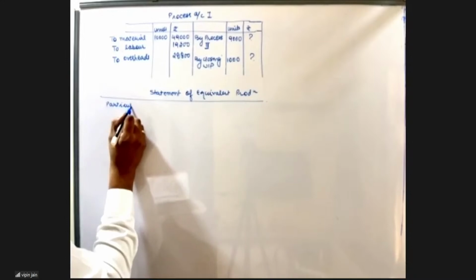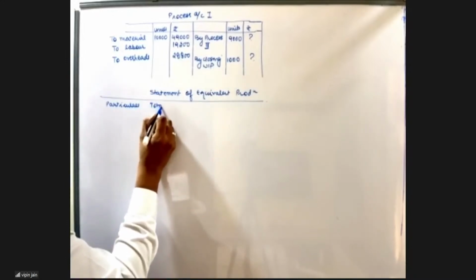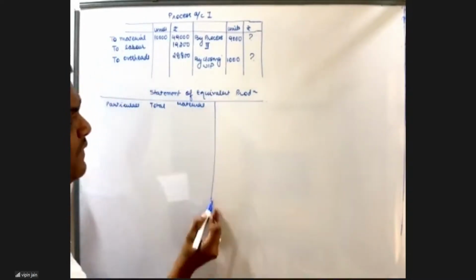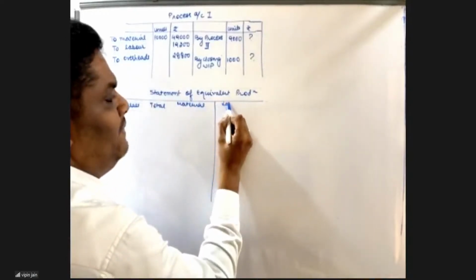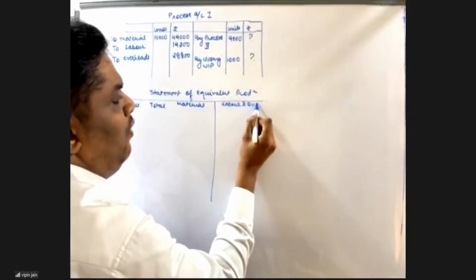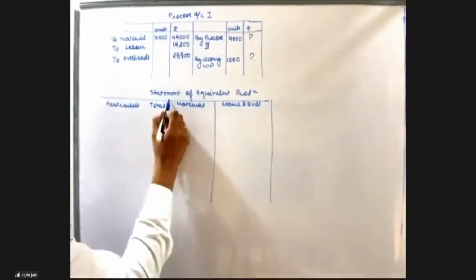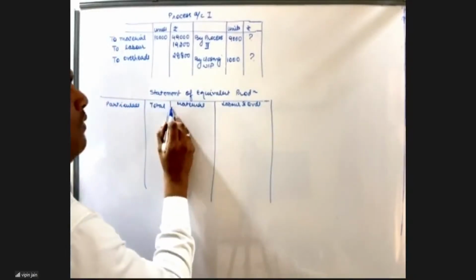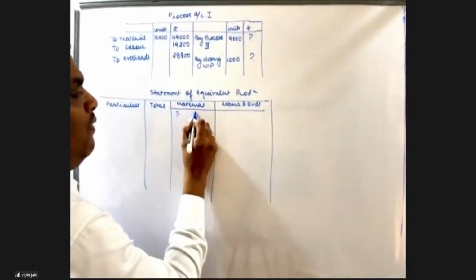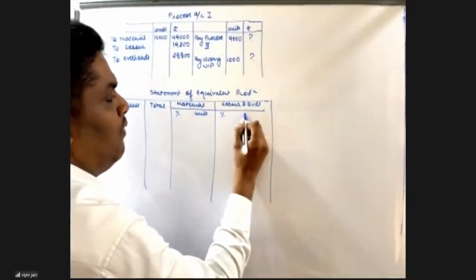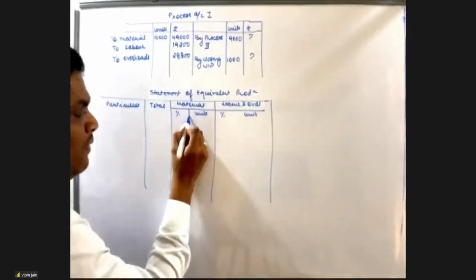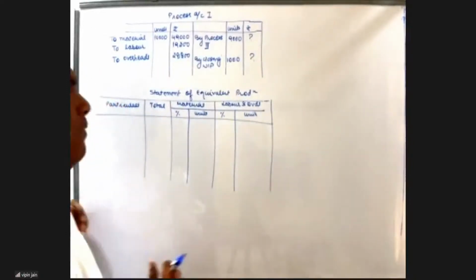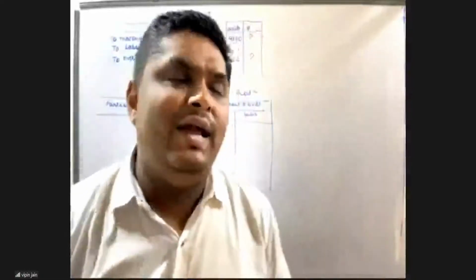Particulars, total, material. Further, the percentage of completion of labor and overhead is same. So I'm taking this part together, labor and overheads. Now let's start, guys.